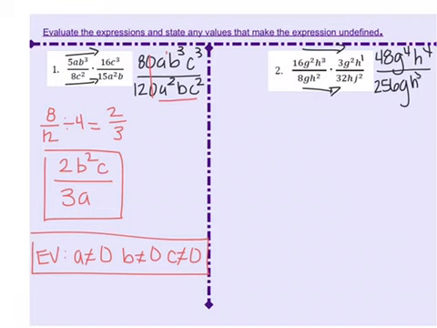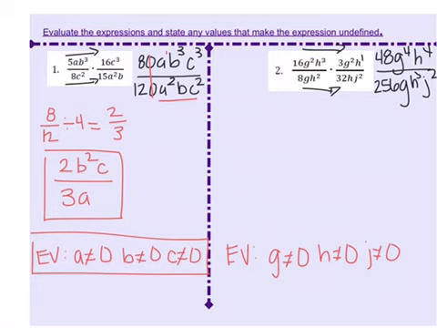And then a j squared. So I'm going to jump straight into the EVs before we simplify. So my EVs, looking at the denominator, only the denominator, I have g's, h's, and j's. And since we're multiplying, I know that none of these can be zeros because I'd be multiplying by 0, which would give me 0 in the denominator.